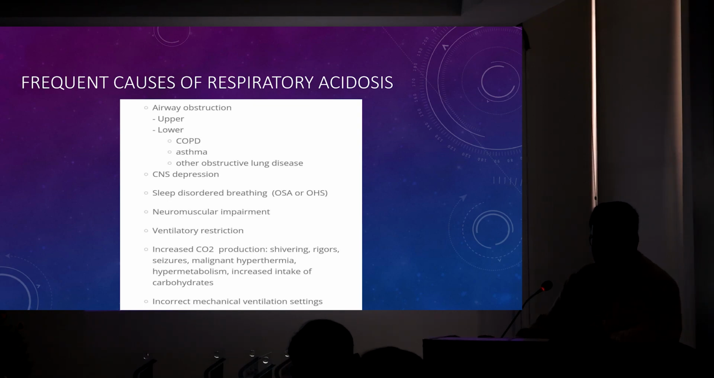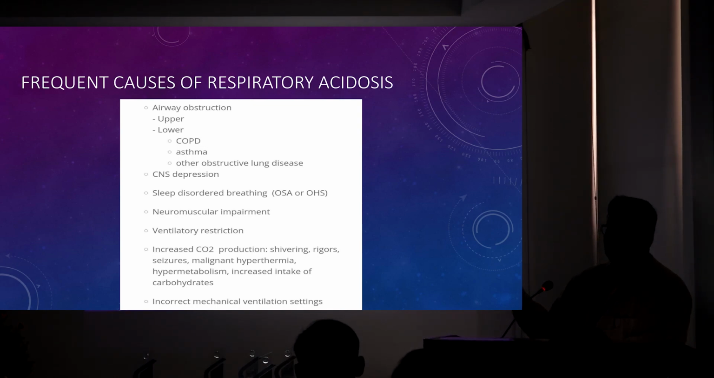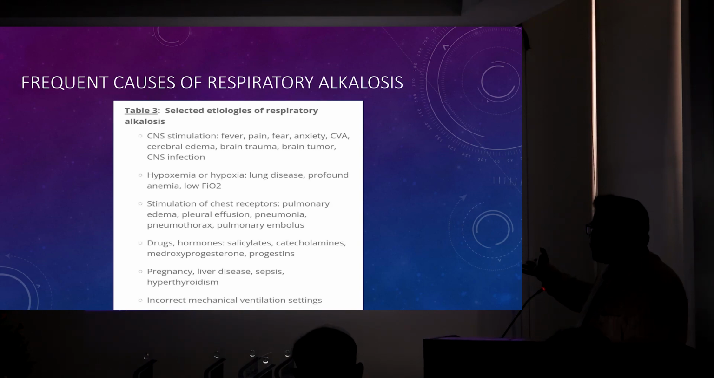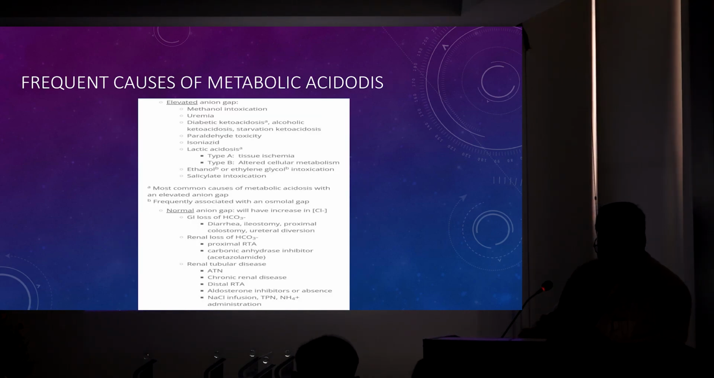So these are the frequent causes of respiratory acidosis we commonly see in our critical care setup. You can have those numerics, like the mnemonic MUDPILES, for metabolic acidosis, but for respiratory acidosis, we don't have such numerics. So I am not going into the details of this because this is a whole lot, and this list is not exhaustive as well.